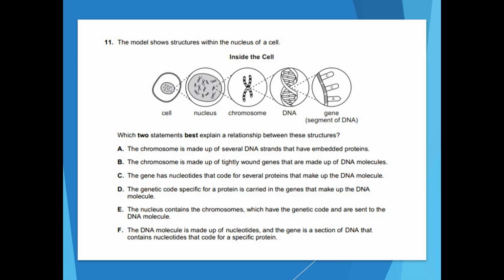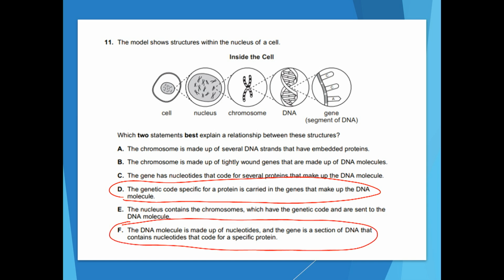This says, the model shows structures within the nucleus of a cell. Which 2 statements best explain the relationship between these structures? Okay, for this one, here are the answer choices that I like. Letter D, this one says, the genetic code specific for a protein is carried in the genes that make up the DNA molecule. The other one I think is correct here is F, okay?